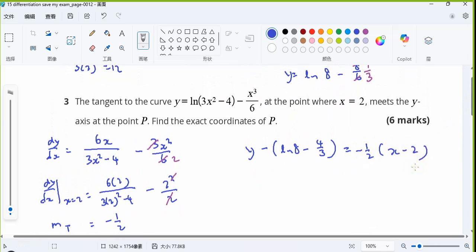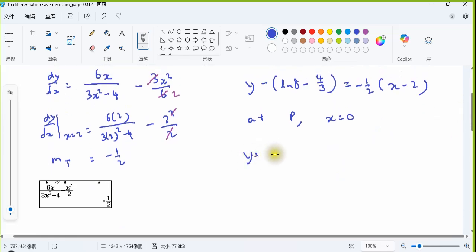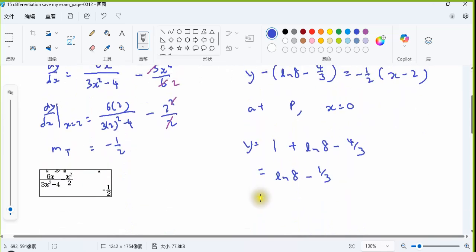times (x minus 2). At P, it meets the y-axis, so x equal to 0. So y equal to 0 minus 2 is negative 2 times negative half, this will be 1, plus ln 8 minus 4 over 3. So it will be ln 8 minus 1 over 3. Okay, exact coordinates of P. So P will be (0, ln 8 minus 1 over 3). Okay, done.